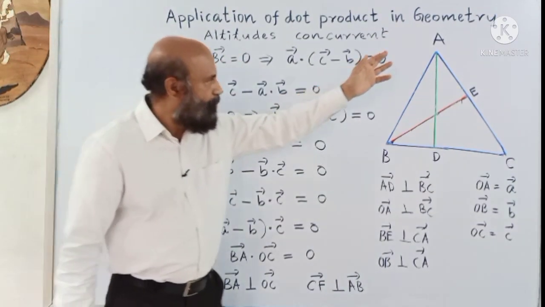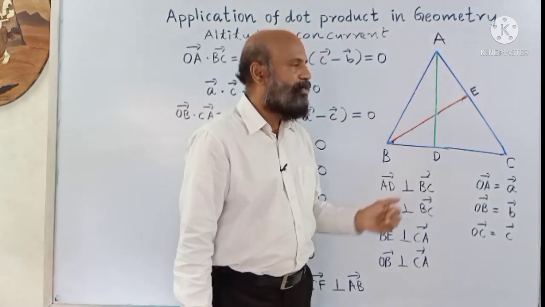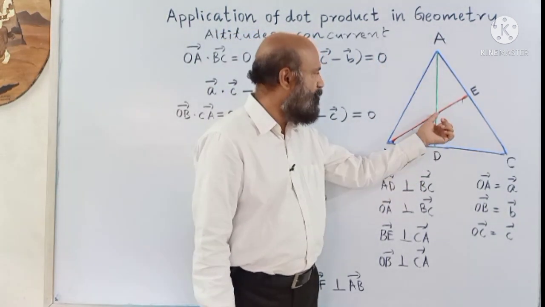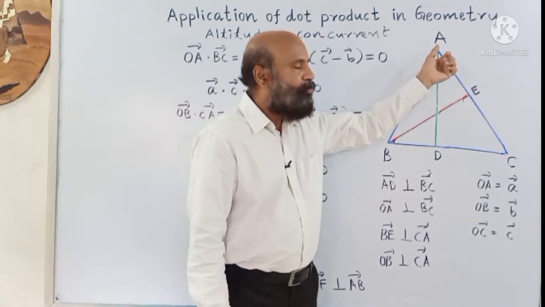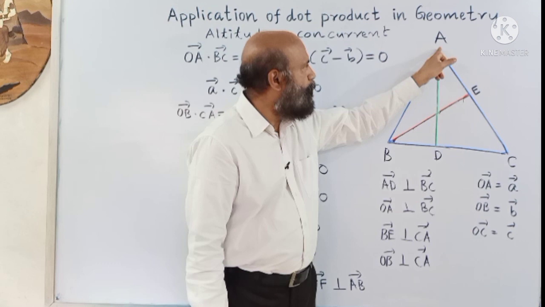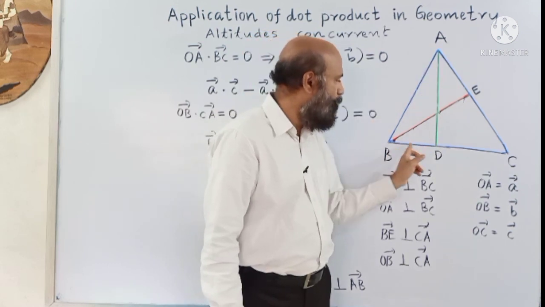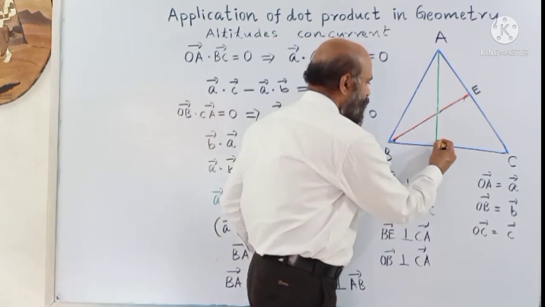The altitudes of a triangle are concurrent. That means they will meet at a point. Draw a perpendicular from the vertex to the opposite side. So this is the altitude.